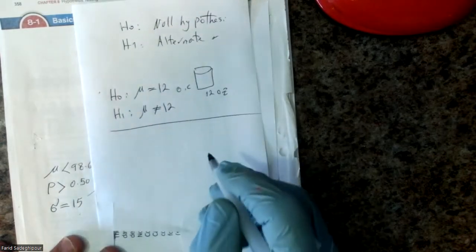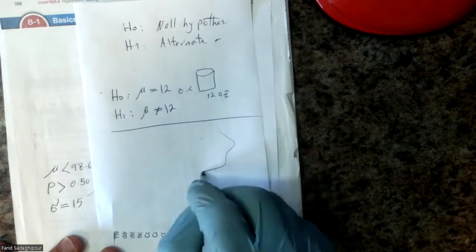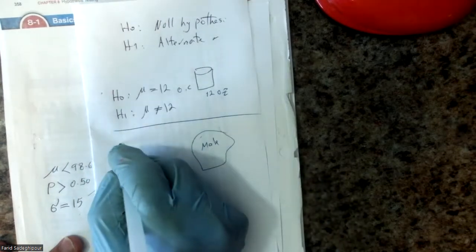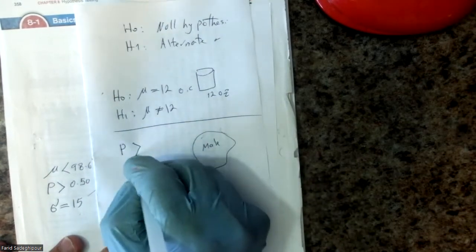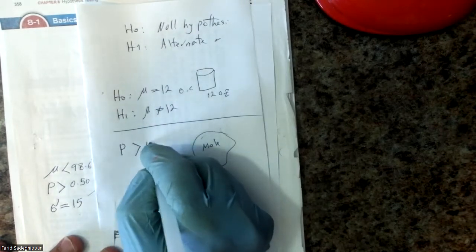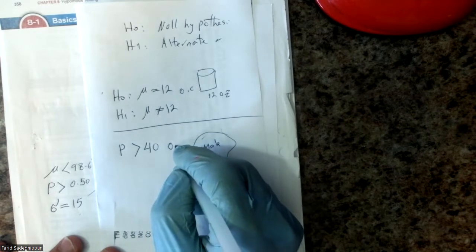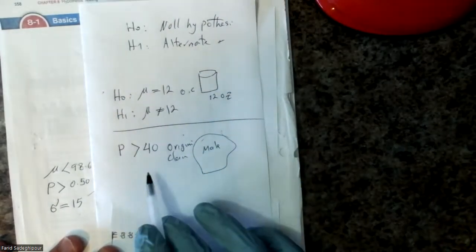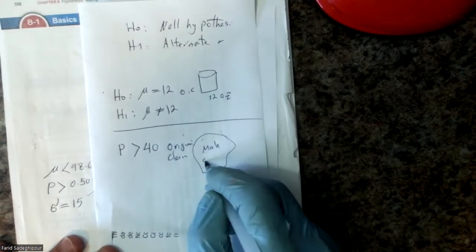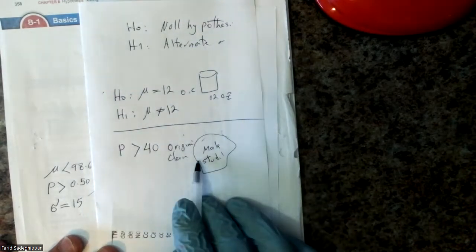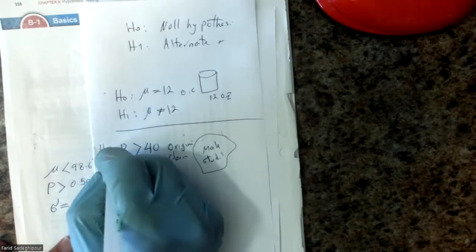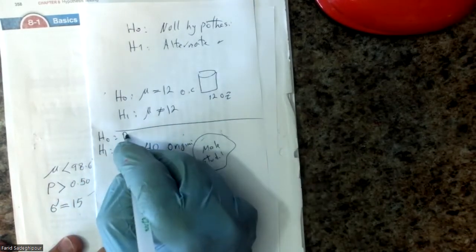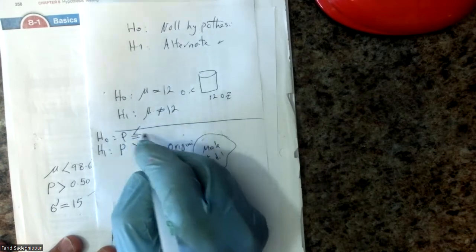Let's say another example. In one particular town, we claim that the proportion of males is greater than 40%. So the original claim is this. The original claim is that in this particular city, the proportion of males, or male students for instance, is greater than 40%. So that is H1, and the opposite of that is H0, which is P less than or equal to 40.